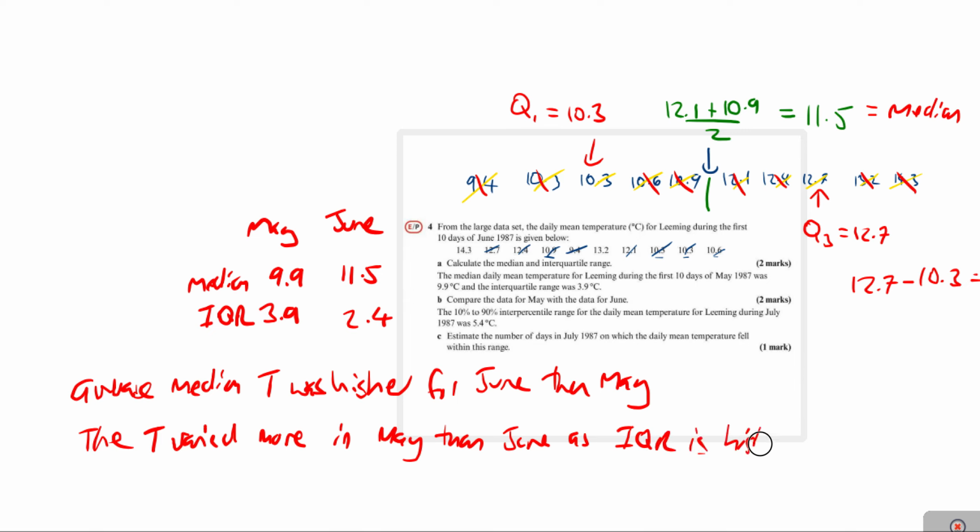Make sure you're explicit in terms of what you're talking about. How do you know that the average is higher? It's because the median is higher. And how do you know that it's more varied? Because the IQR is higher. So just be very explicit to collect your marks.